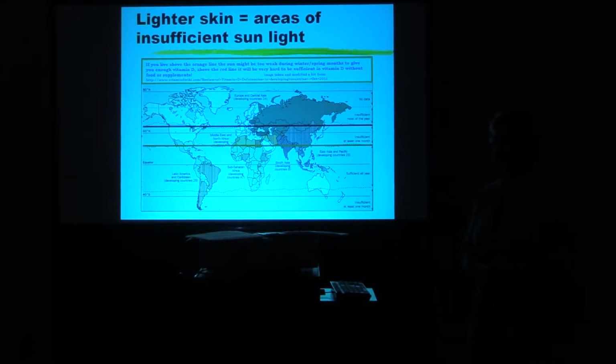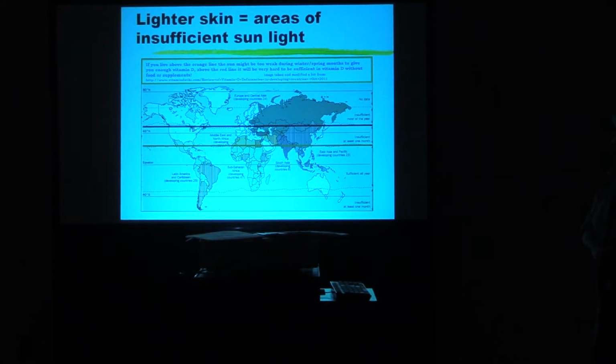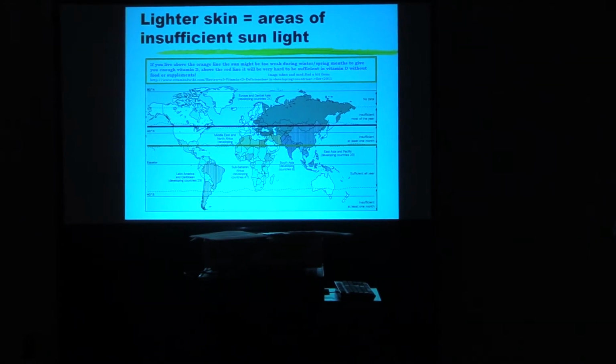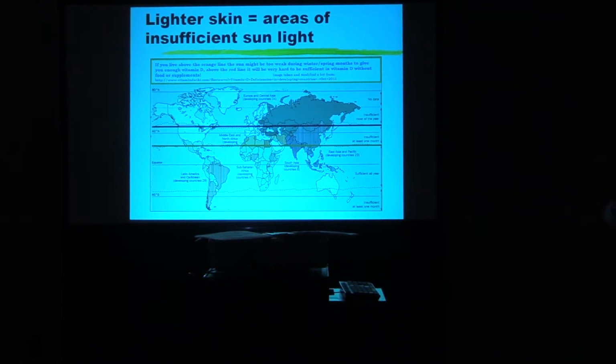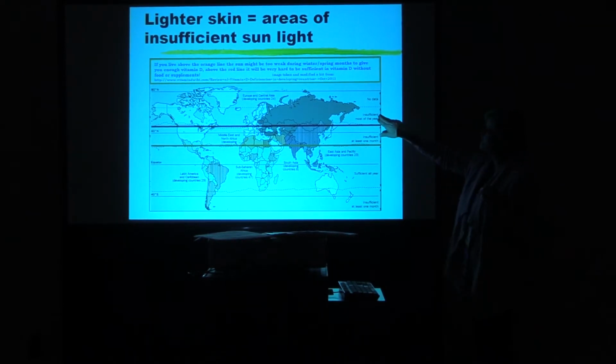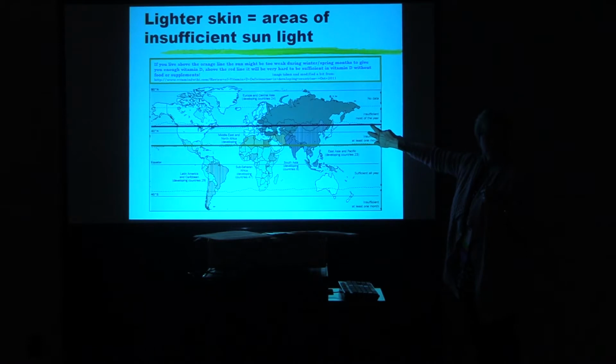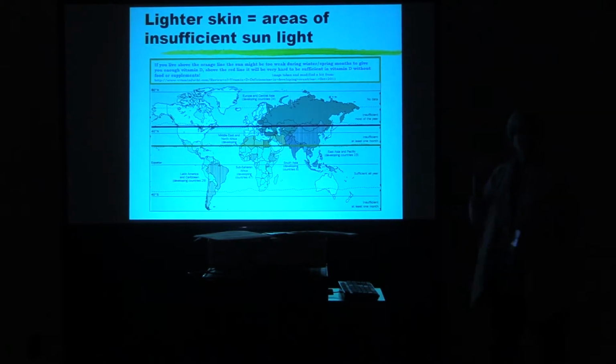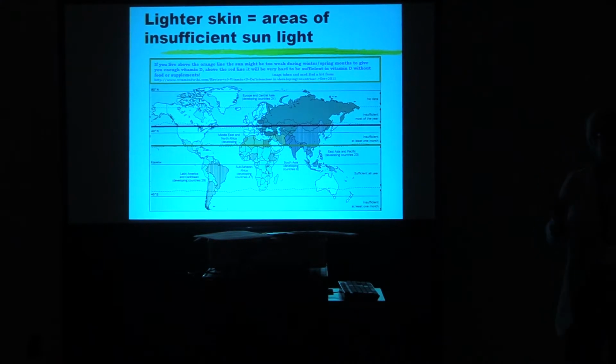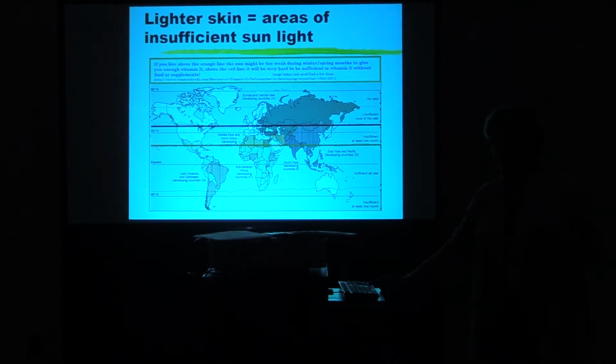So vitamin D deficiency, if you look like me, then this skin color is most adaptable in places that have insufficient sunlight. If you're close to the equator, it doesn't really matter. So that is the adaptive significance of light skin color.